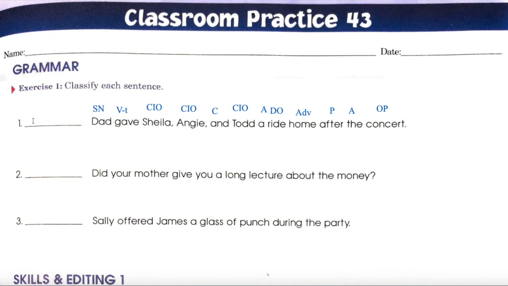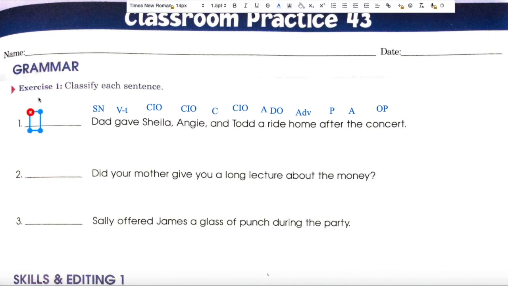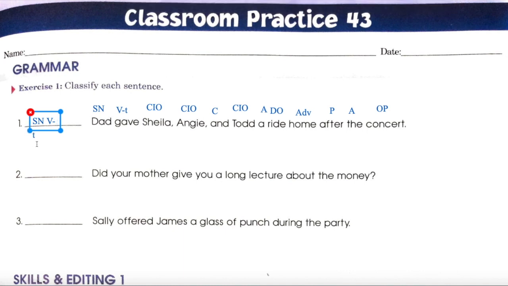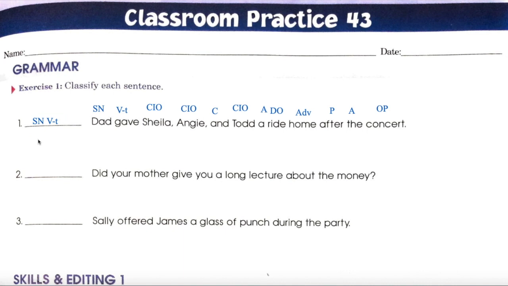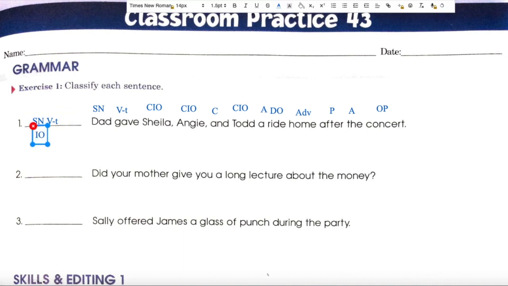It is, of course, a pattern 3 because we had indirect objects. So it's SN, verb transitive, indirect object, direct object, pattern 3.